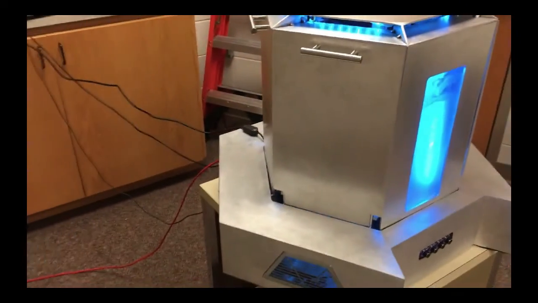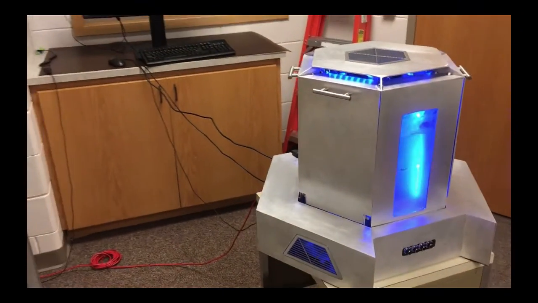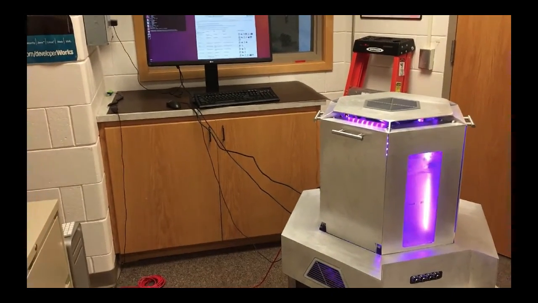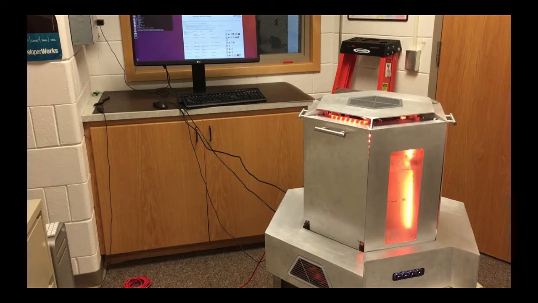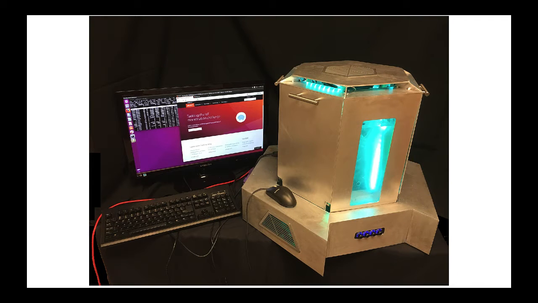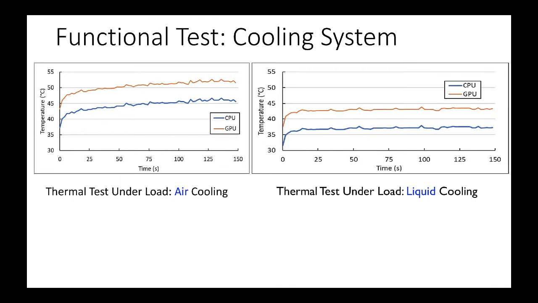And as we pull back here, we can see the whole system in operation. All right, we'll stop there and go on. The cooling system keeps it about 9 degrees cooler centigrade than an air cooling system.